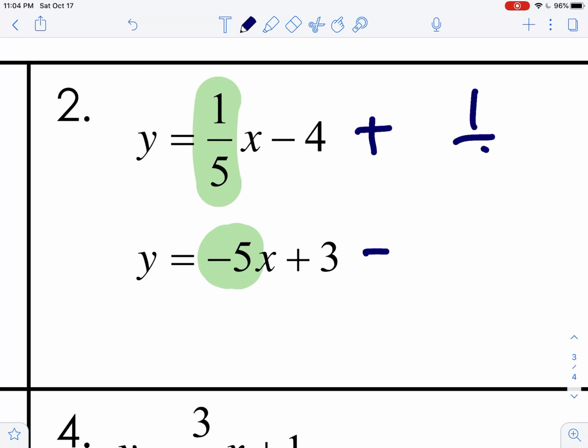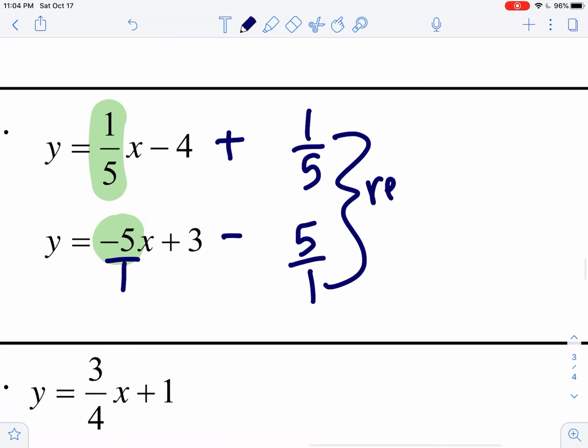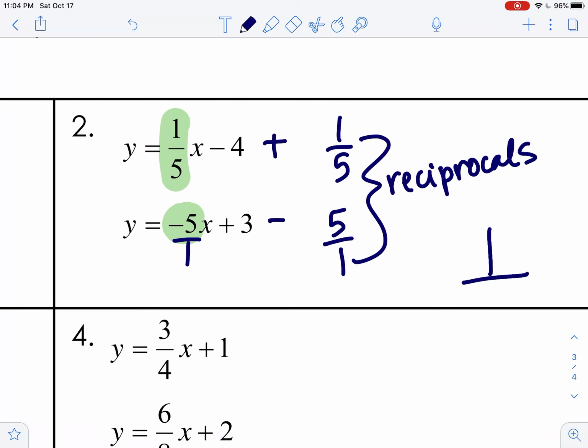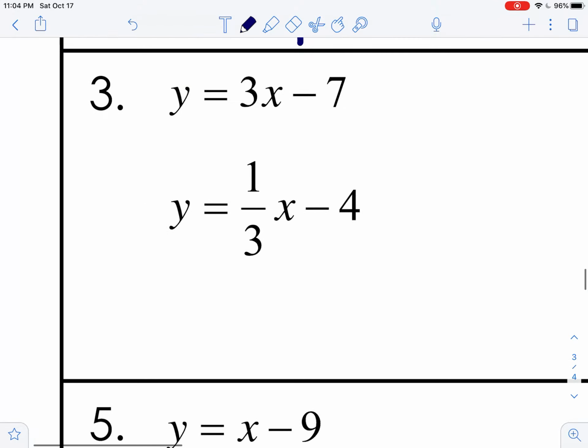Now, if you look, we've got a 1/5 and we've got a 5/1. I know you're thinking to yourself, Miss Hastings, but there isn't a 1. Well, how would I make that 5 a fraction? You'd have to put it over 1. So are these right here reciprocals of each other? Yes, they are. Those are reciprocals. So we would say that these are perpendicular, and that is the symbol that we use for perpendicular.